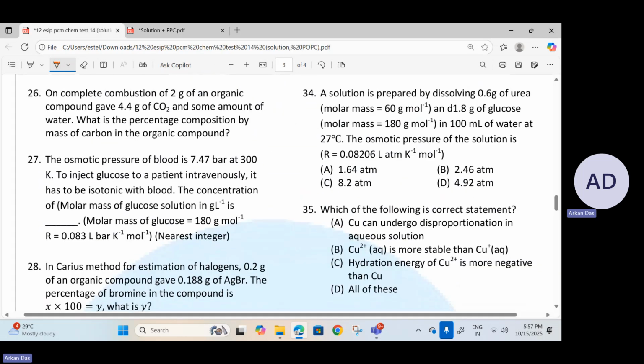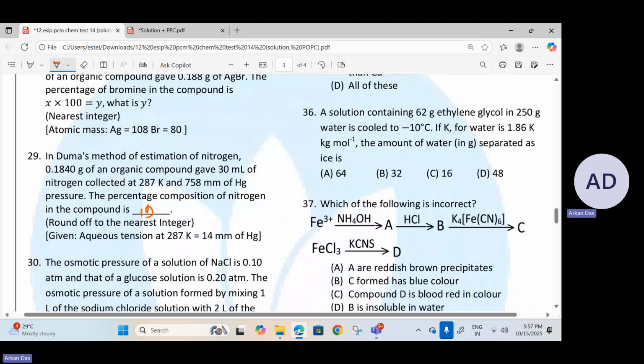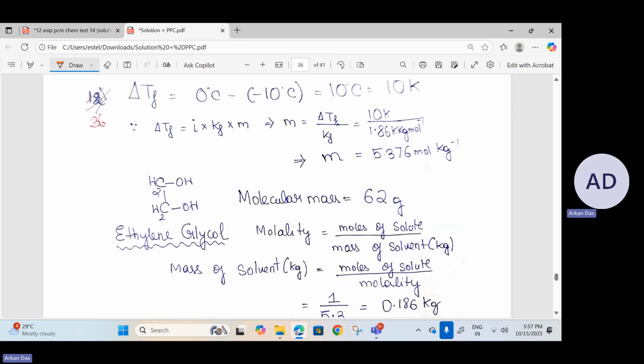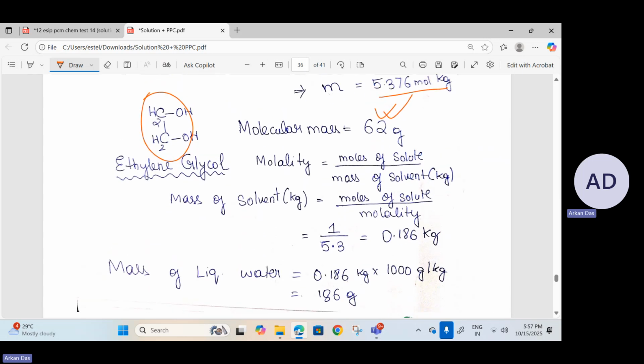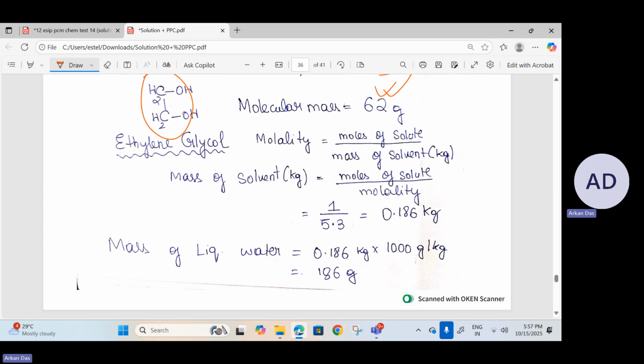Let's go for question number 36. A solution containing 62 gram ethylene glycol in 250 gram water is cooled to minus 10 degrees C. If Kf for water is this much, what amount of water separated as ice? Very easy question. Guys, here we need to find out the depression of freezing point, which is going to come as 10 Kelvin. Then you have to just find out the molality. The molality is going to come as 5.376 mole per kg. Molecular mass of ethylene glycol, if this is the structure, you can easily find the molecular mass. Then molality has the formula moles of solute divided by the mass of solvent. Moles of solute can easily be calculated. Then molality is also given as 5.376. If you put the values, it's going to come as 0.186 kg.